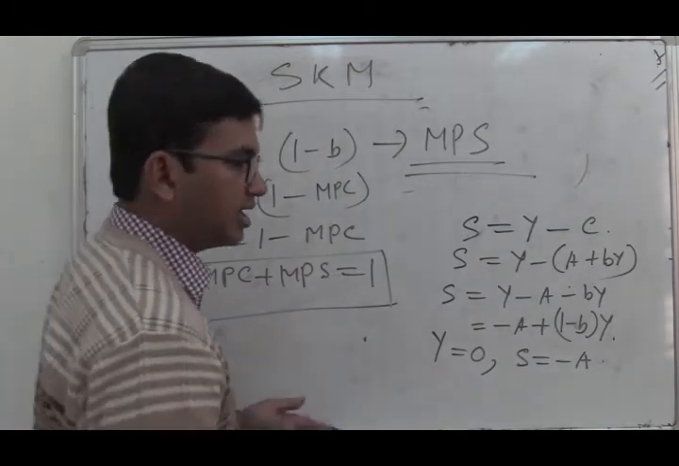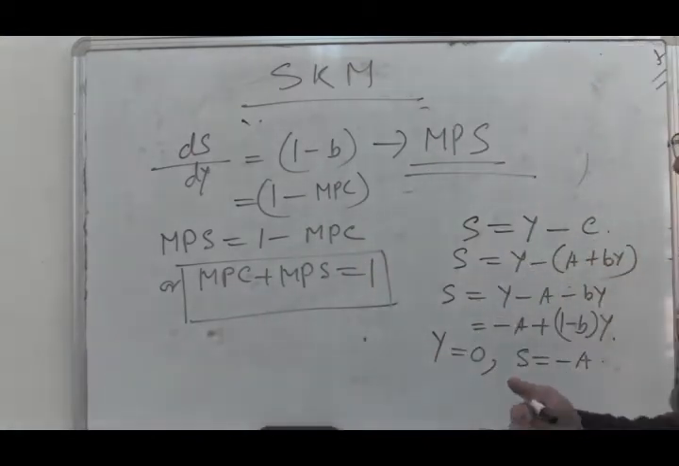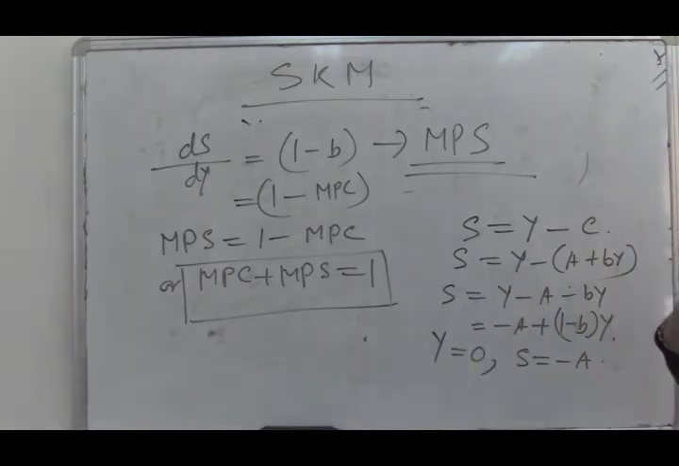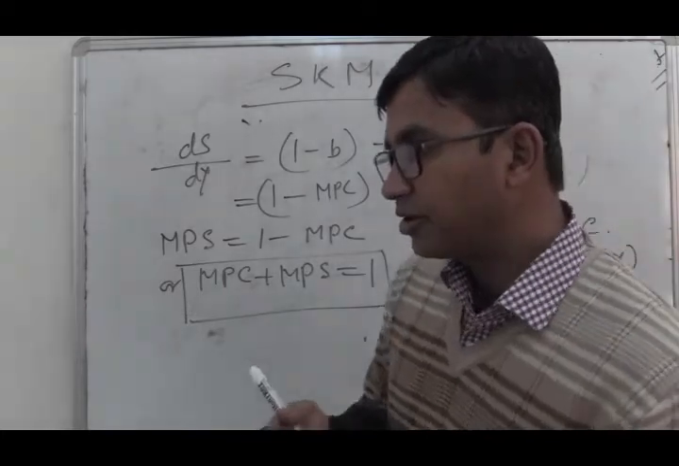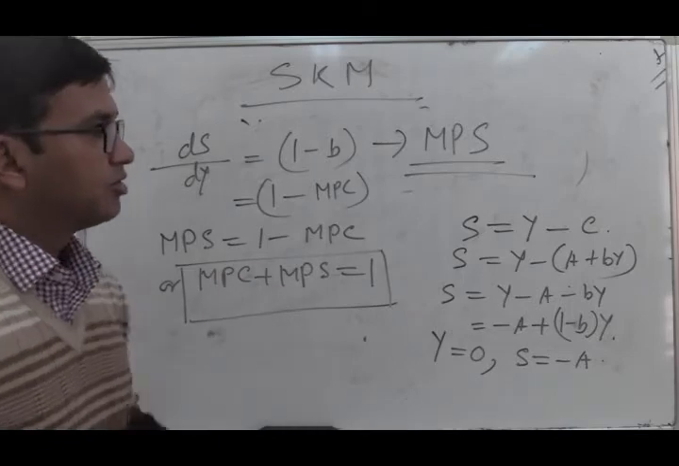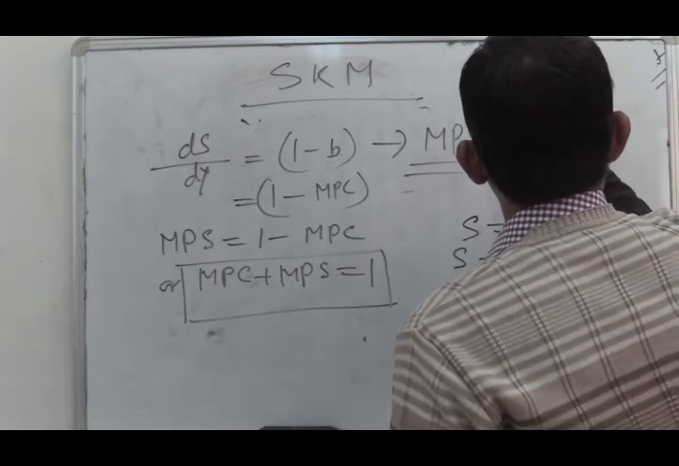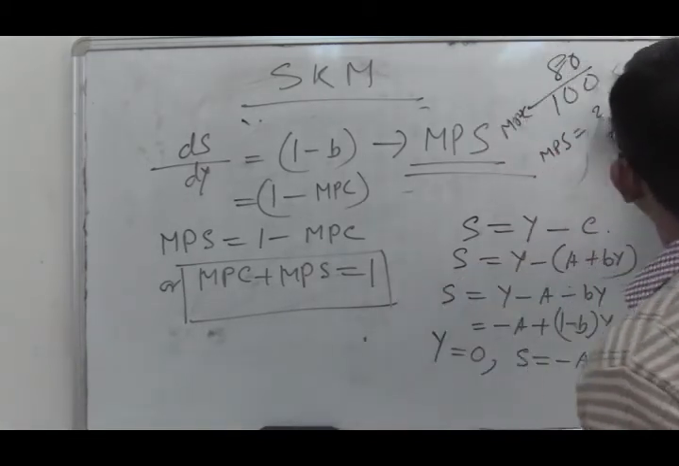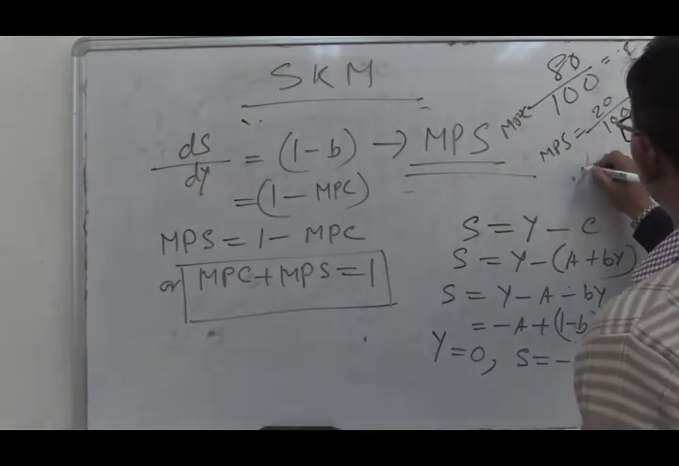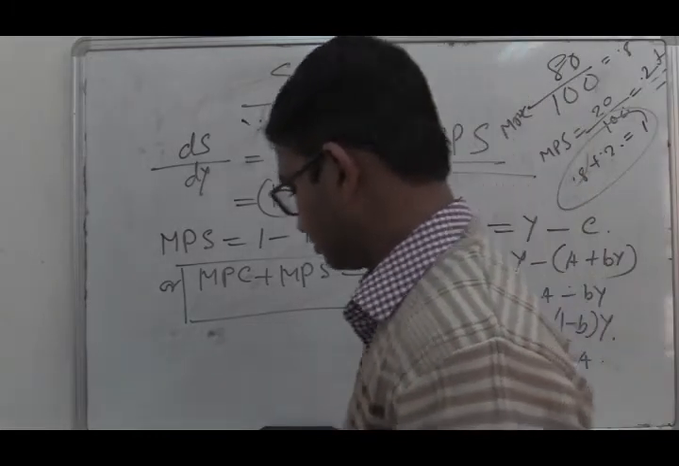The simple example I have given is that if your income increases by $100, out of which you are spending $80 on consumption, so your consumption is increasing by $80. What is left in your hand? $20. So this will be MPS. So 80 by 100 is the MPC, and MPS will be how much? 20 by 100. So 0.8 and 0.2. So 0.8 plus 0.2 equals 1. This is another identity.